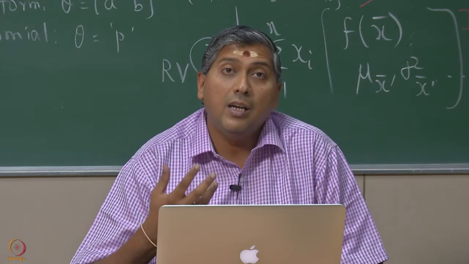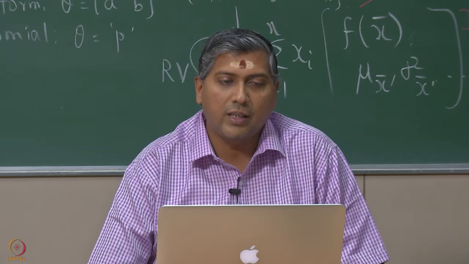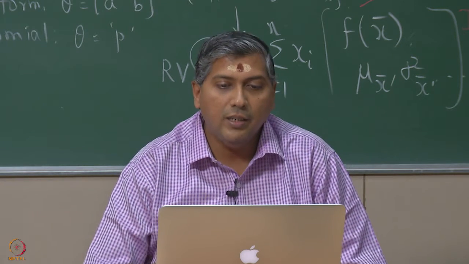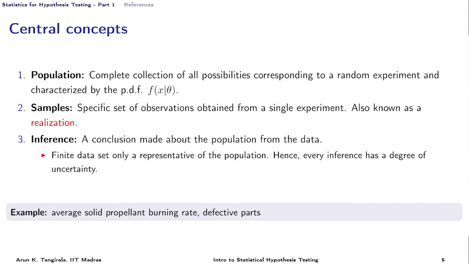And then we have inference. Of course, this is the concept that we have been speaking about: drawing conclusions about the population based on the observed data. And what we have is a finite data set, and we have to live with that. The main point to remember is, since I have not seen the entire population and I am only going to see a finite subset of it, whatever inferences I draw from this finite set will always be in error.